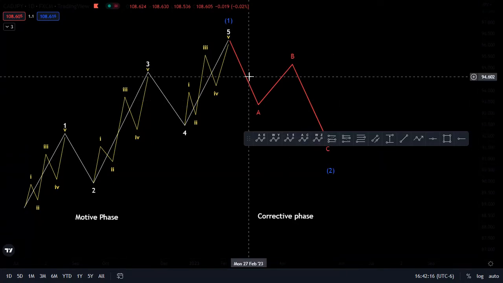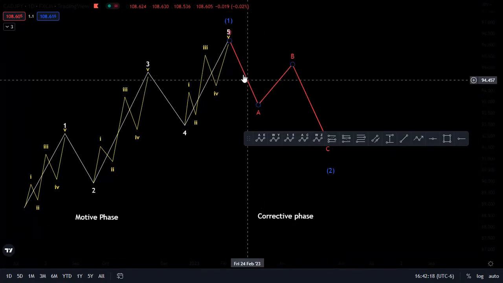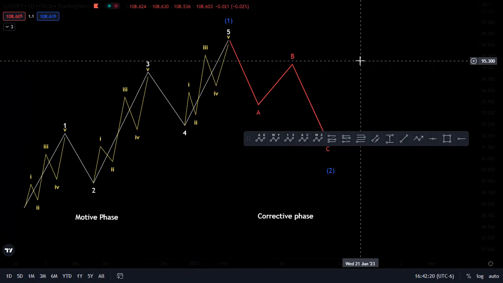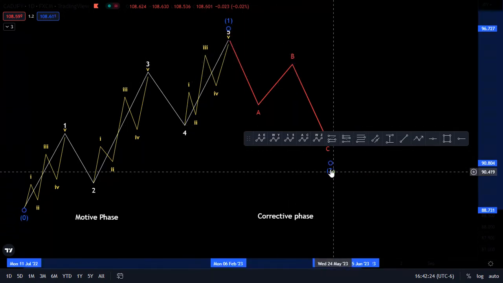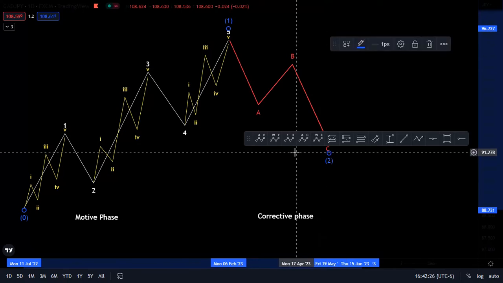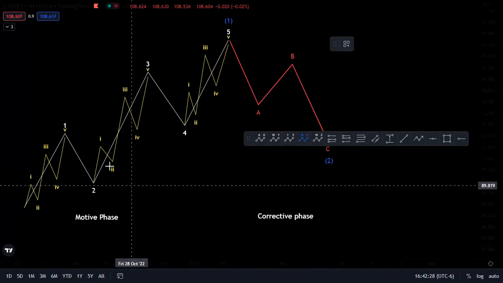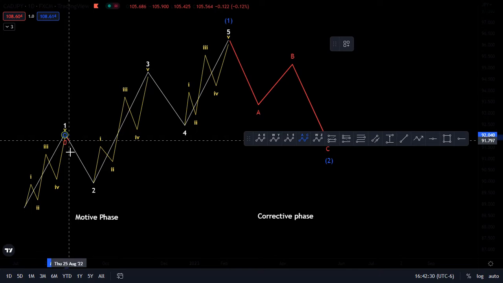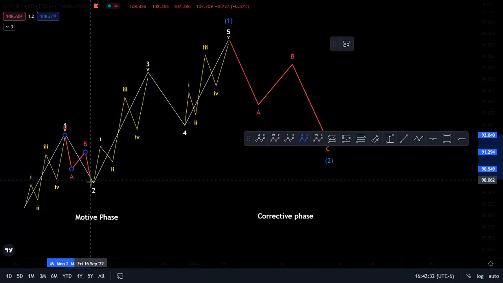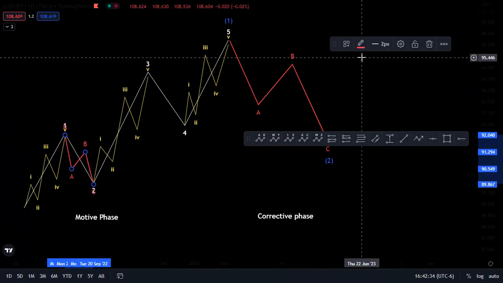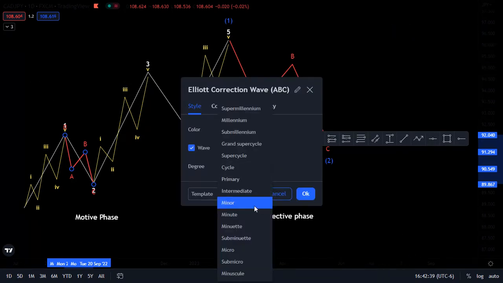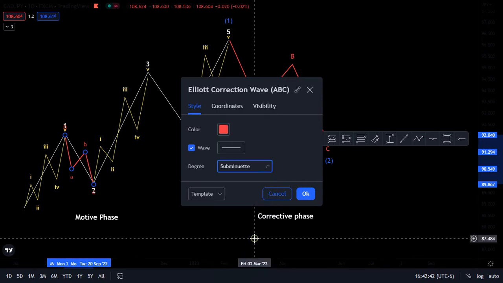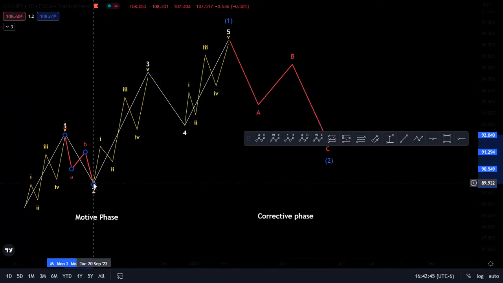So this simply means, remember, I already gave you an overview right here in red. ABC being a 3-wave structure. So this simply means that this is what we have here. Everyone will be able to see. Don't worry about the degrees. We're going to explain the degrees in our next episode. So this is what we mean.